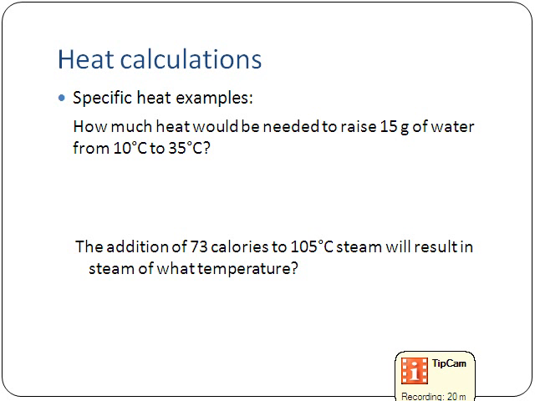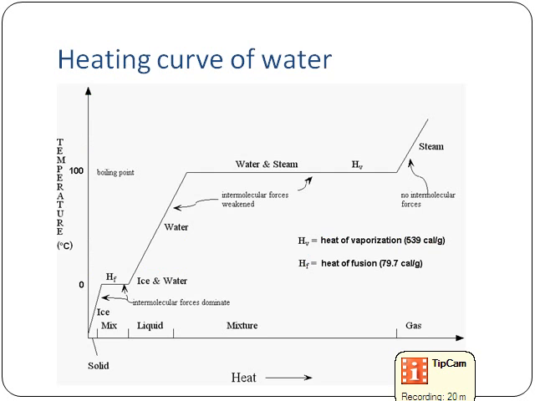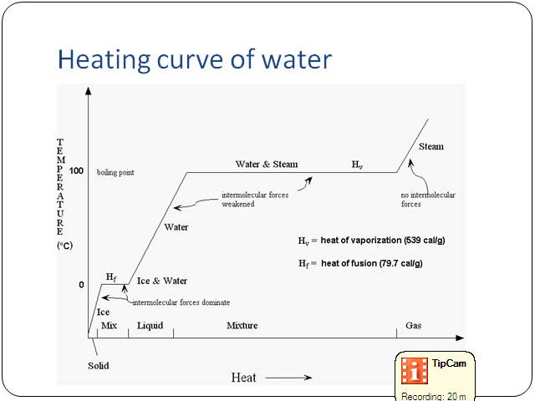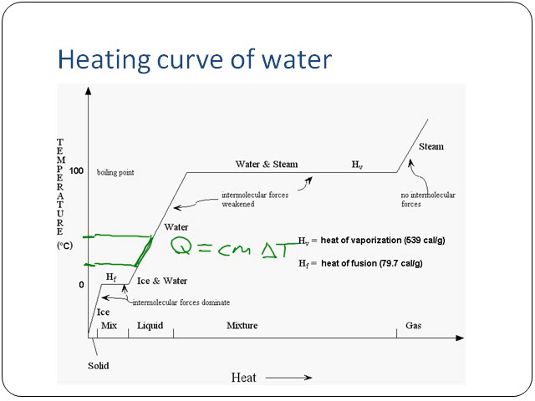So the question is, how much heat would be needed to raise 15 grams of water from 10 degrees Celsius to 35 degrees Celsius? There are two ways to do this. One is we can go back to our previous heating curve. We're going from 10 degrees Celsius to 35, so 10 would be right about here, and 35 would be right about here. This is going to be on this segment of the graph right in here. And since it's that segment, we know that we're going to use Q equals Cm delta T. We know that C is going to be 1.0, and so we can start off with those pieces of information. That's one way of doing it.